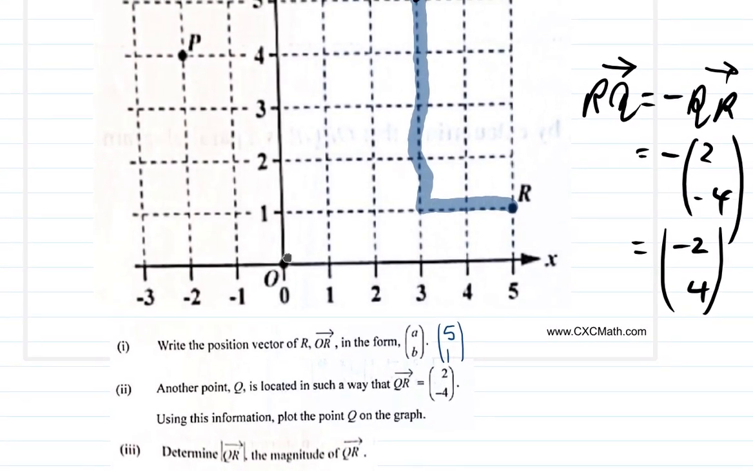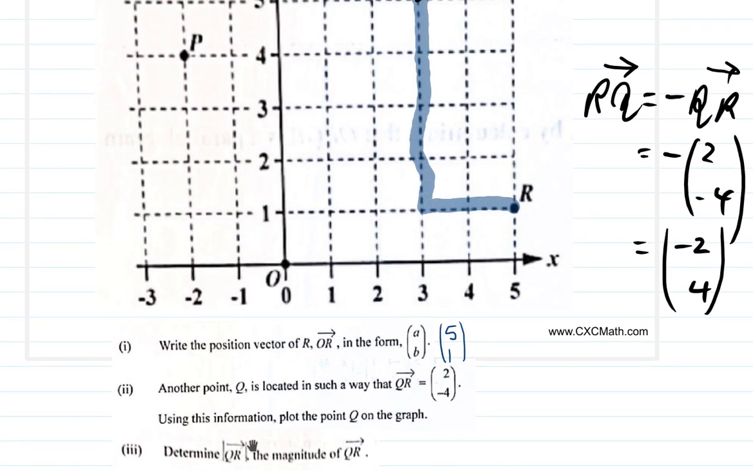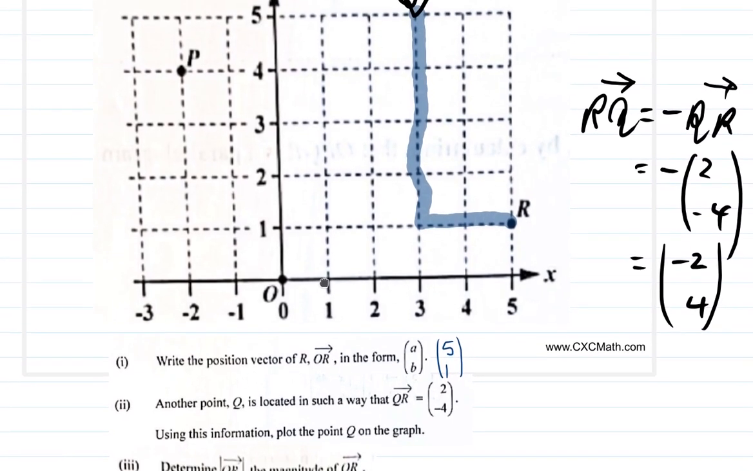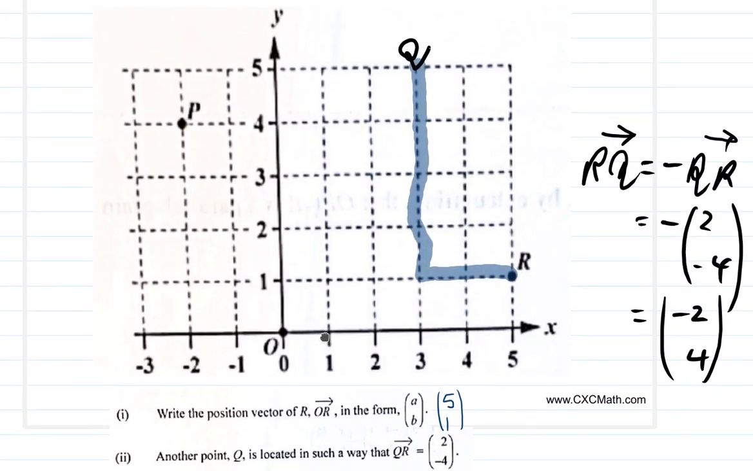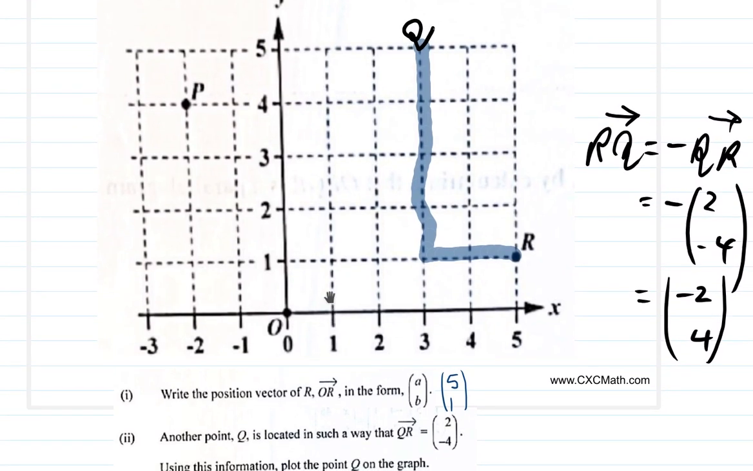Determine QR with the vertical lines, as you see, the magnitude of vector QR. So, pause the video and show the magnitude of vector QR. Alright, you paused and you did that.